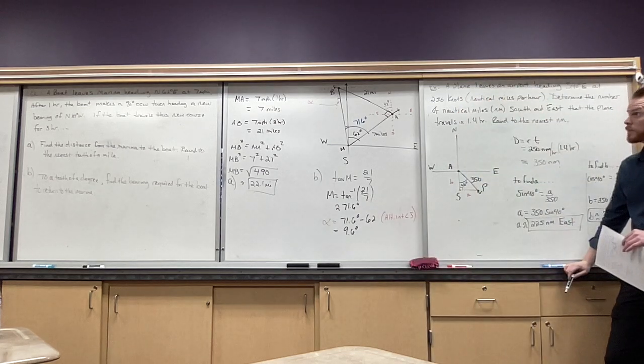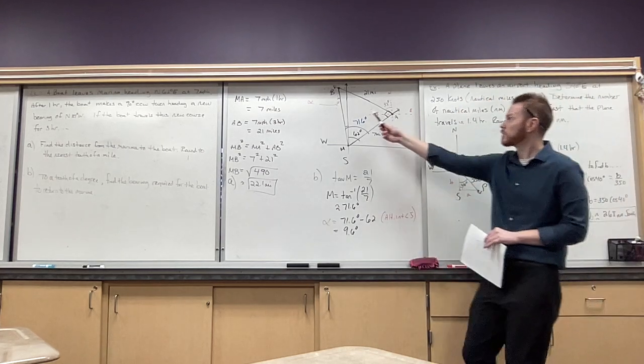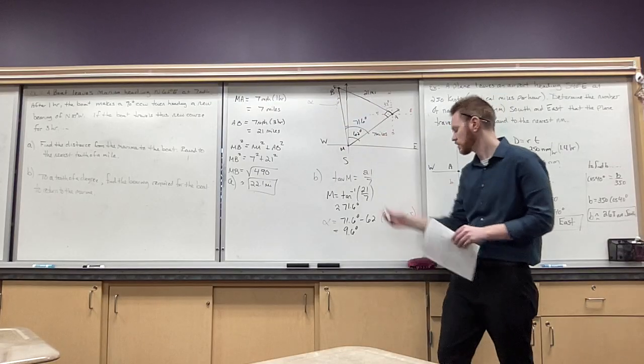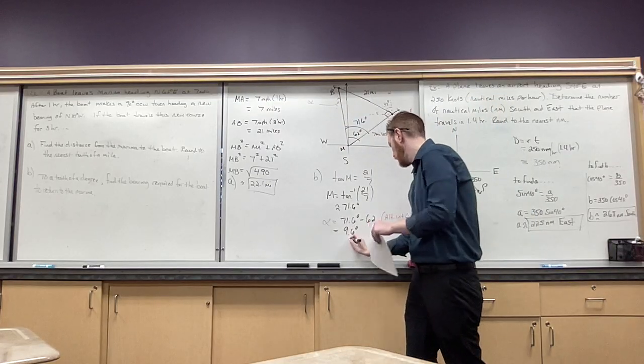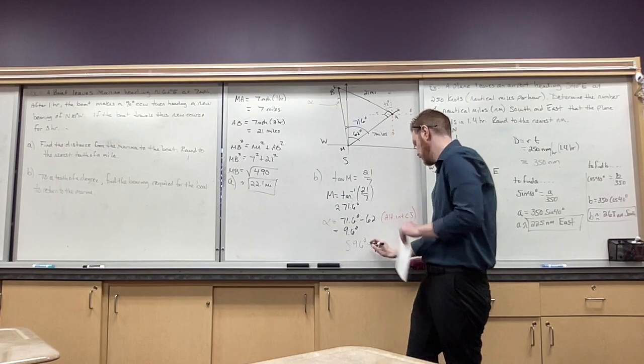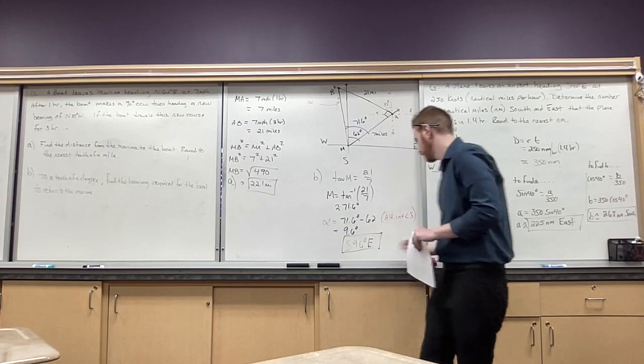So now we need a direction. Looking at the red dotted lines I have here, this is the south direction, this is the east direction. So the boat has to head south 9.6 degrees east for that.